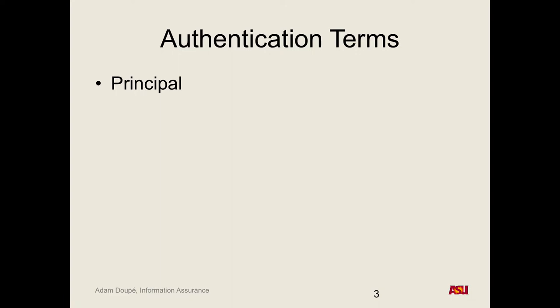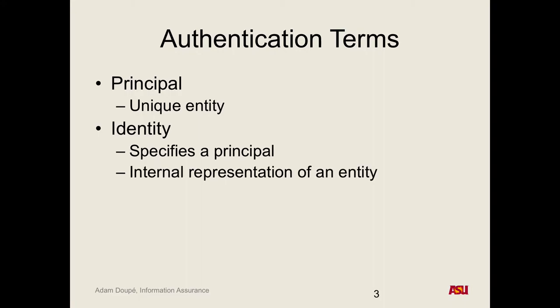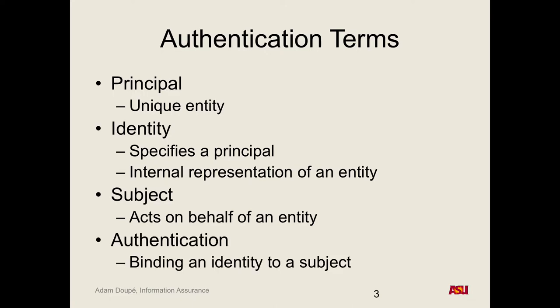So the idea is there's a principal, some unique entity. And the identity specifies that principal and is an internal representation of an entity. So you would be the principal, the identity would be, let's say, your account on the submission server. That name is tied to your specific identity. And then a subject acts on behalf of an identity. We talked about this with processes. A process usually runs with the permissions of the user. And finally, using this, authentication really is a little bit more formally binding some identity to some subject. So we can say that yes, this person is associated with this login information.